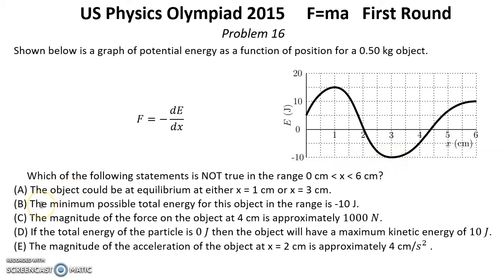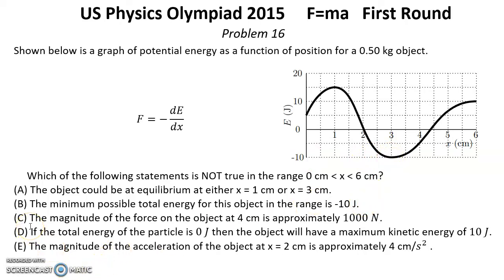B. The minimum possible total energy for this object in the range is negative 10 joules. That's true. At point 3, we can have an object with zero kinetic energy and negative 10 potential energy, which is total negative 10 joules. That's true.